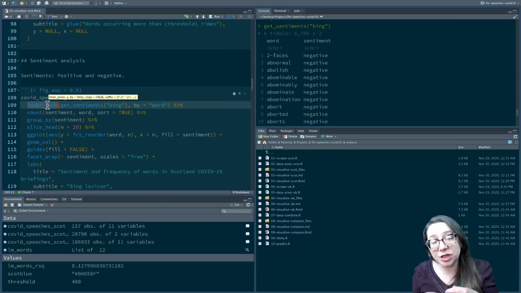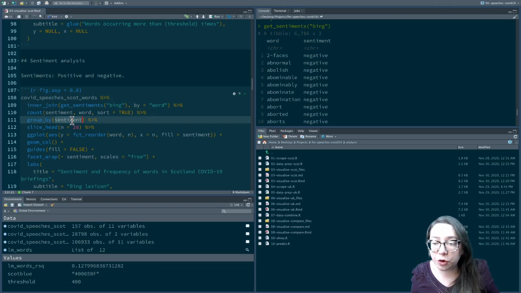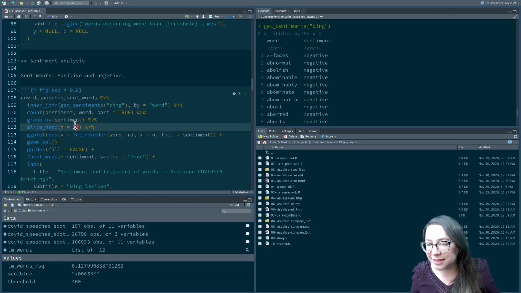That way, for each of the words in our Scottish COVID-19 speeches, if there's a word in there that has a sentiment attached to it, we want to keep it. Any other words that we don't have sentiments attached to, we're not going to be able to use. And then we're going to go ahead and group by the sentiment. And let's take a look at the top 20 of each of those.